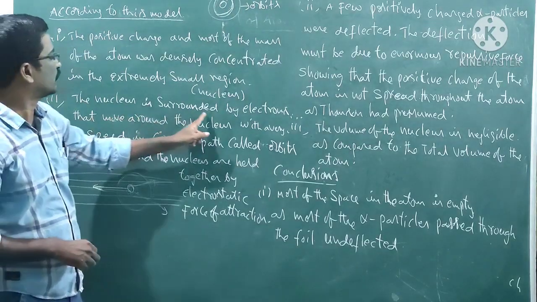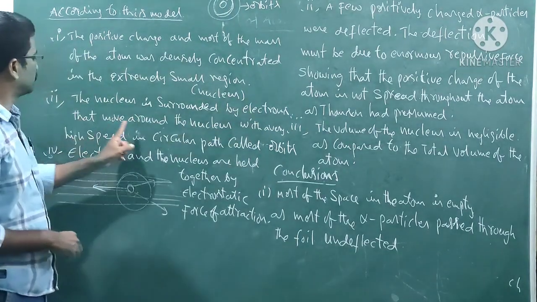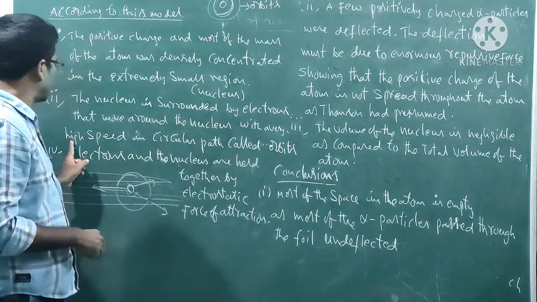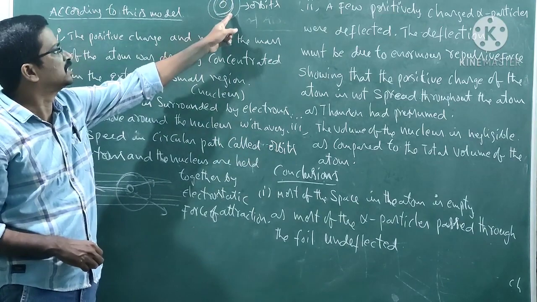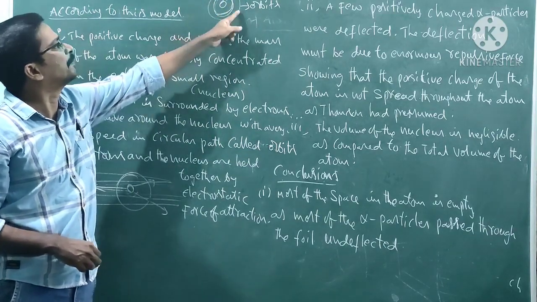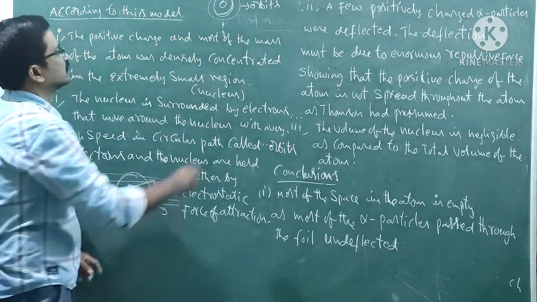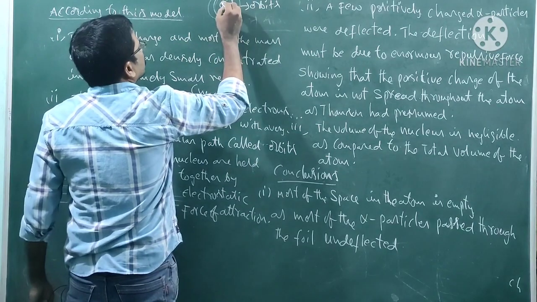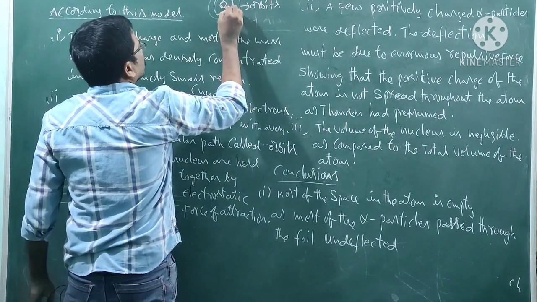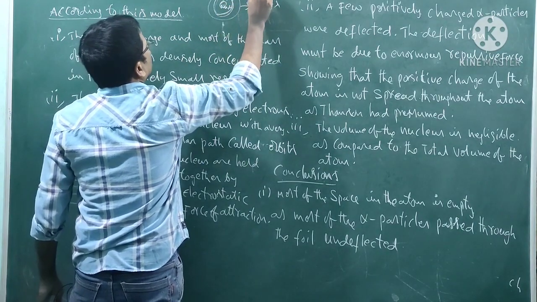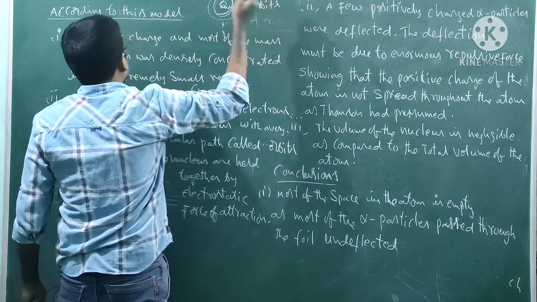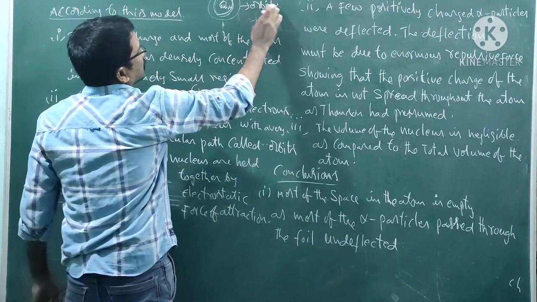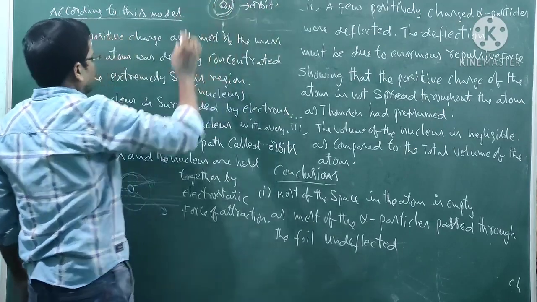The nucleus is surrounded by electrons that move around the nucleus with very high speed. These circular paths are called orbits. This is an orbit, this is the nucleus, this is also an orbit, one orbit and another orbit.